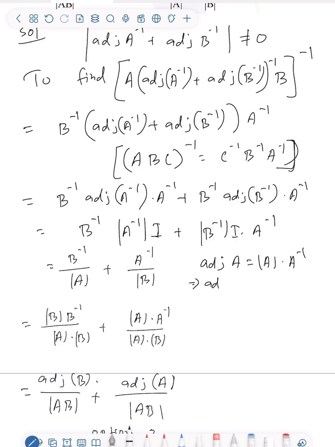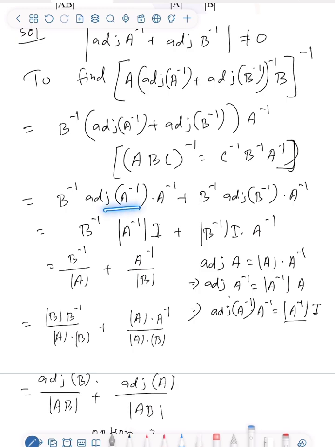So replace A with A inverse. What will be the formula? The inverse of A inverse will be A, and the determinant is of A inverse. Now when this A comes to this side, see, adjoint of A inverse into A inverse will be determinant of A inverse into identity. So A inverse into identity matrix is equal to adjoint of A inverse into A inverse, which is this one.